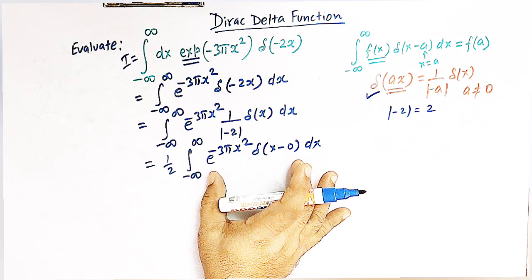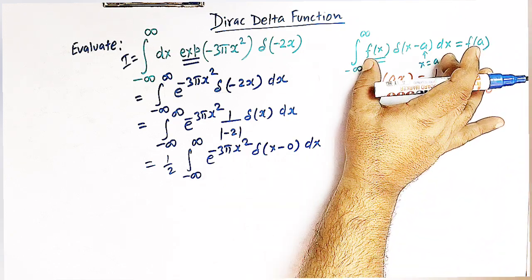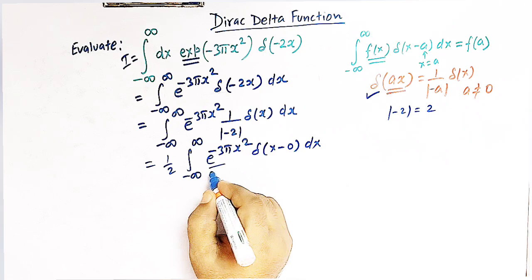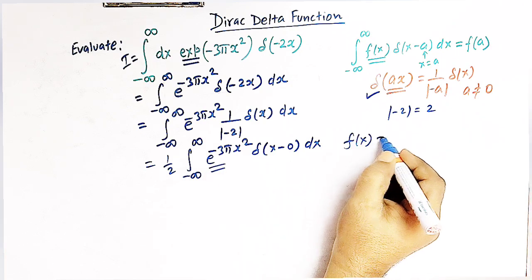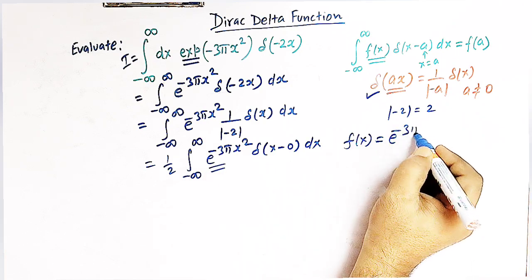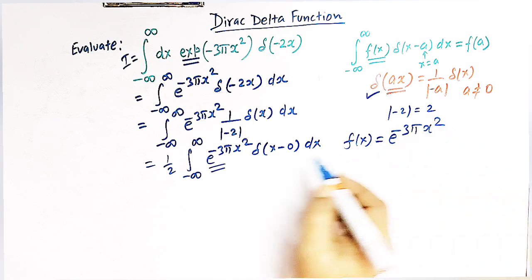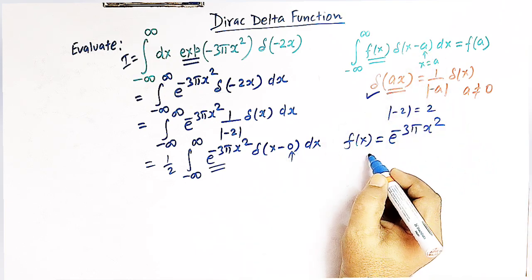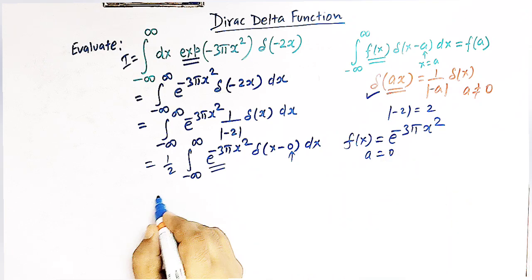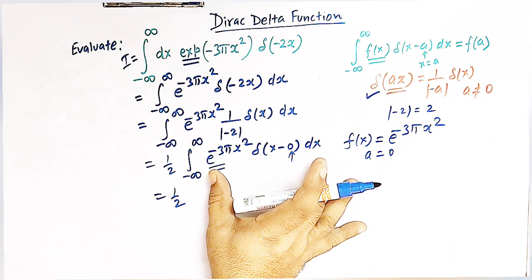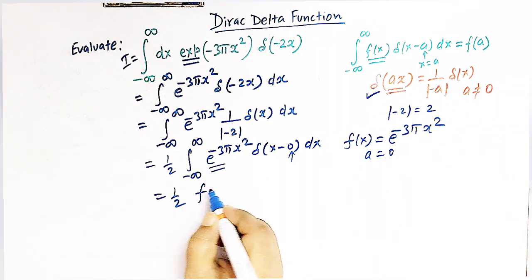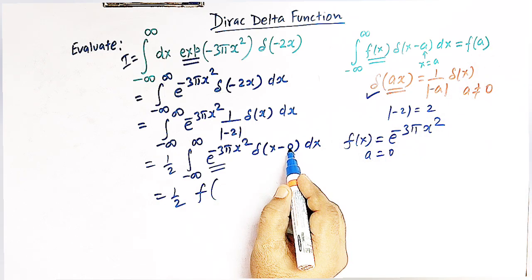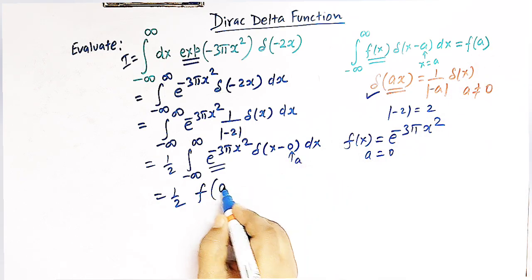So again, this integral is of this type. So if we compare, then our f of x is equal to e raised to minus 3 pi x square, and the value of a is equal to 0. So the value of this integral is given by f of a, and a is 0. So here a is 0. So we have f of 0.